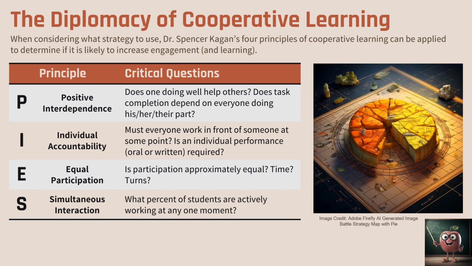And fourth, simultaneous interaction. You may have heard the one doing the talking is the one doing the learning. This is at the heart of simultaneous interaction. The more students who are reading or talking at any given time, the more learning is taking place. When we apply Kagan's principles to round robin reading and popcorn, they do not pass the cooperative learning test.